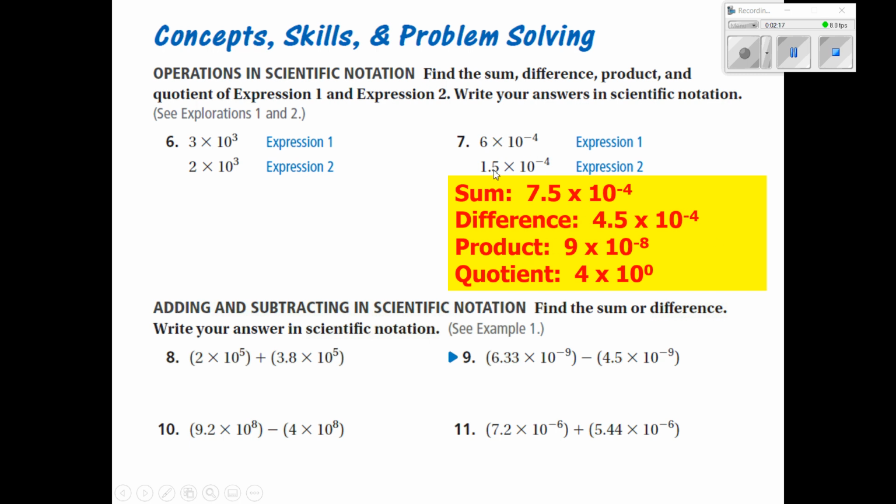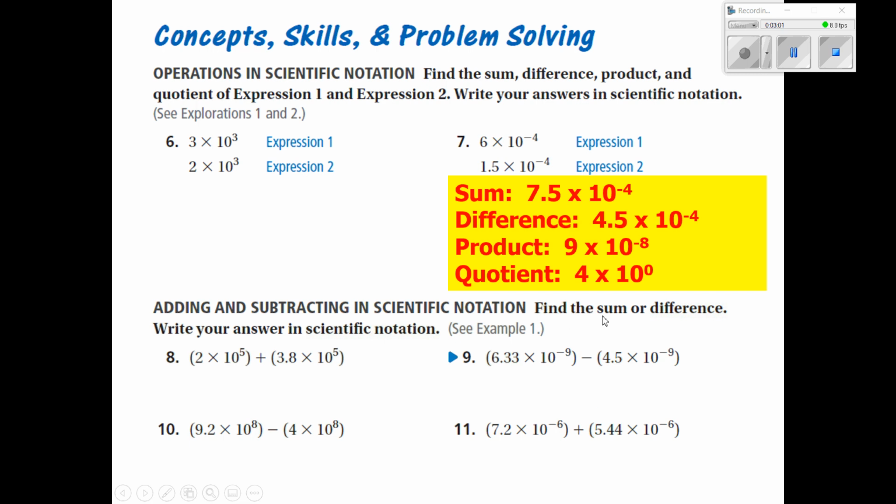The product is when we multiply, like I said, we're going to have 6 times 1.5, which gives us 9, and then 10 to the negative 4, and 10 to the negative 4, that's going to give 10 to the negative 8. And lastly, find the quotient. This will give me 6 divided by 1.5, which will give us 4. And then we've got negative 4 minus negative 4. That means we're going to have a 0 there for our exponent, which will make this 1. The answer really should have just been 4. But they did say write your answers in scientific notation. So that's why they have 4 times 10 to the 0 power.